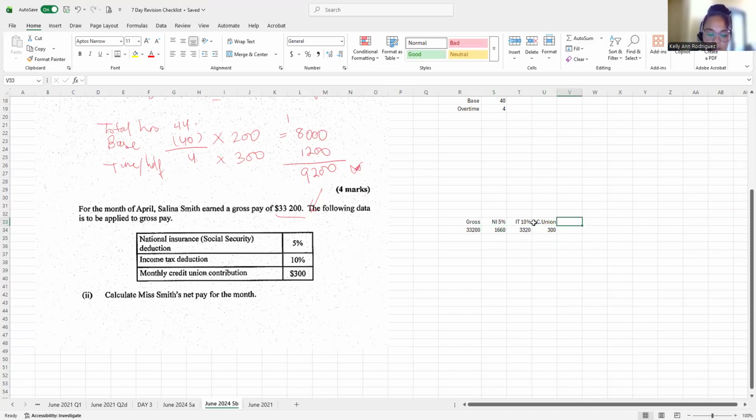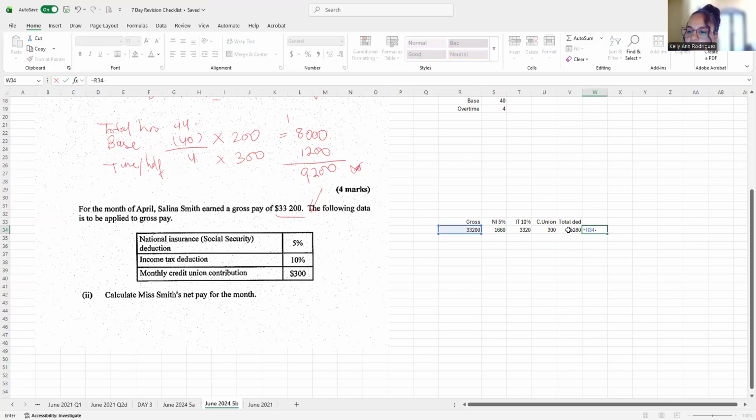So what is total deductions? Her total deductions will be her NIS plus her income tax plus the amount that she is going to pay to the credit union. So total deductions is 5,200. Her net pay will be equal to gross minus the total deductions. So her net pay is 27. Right? And that's it. You would have gotten the full marks.